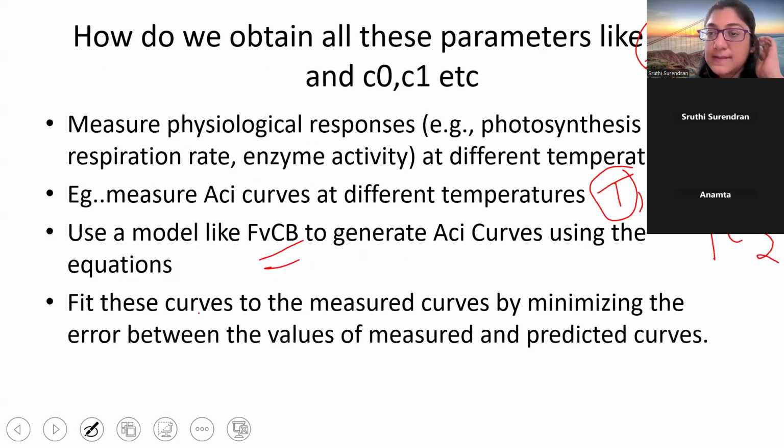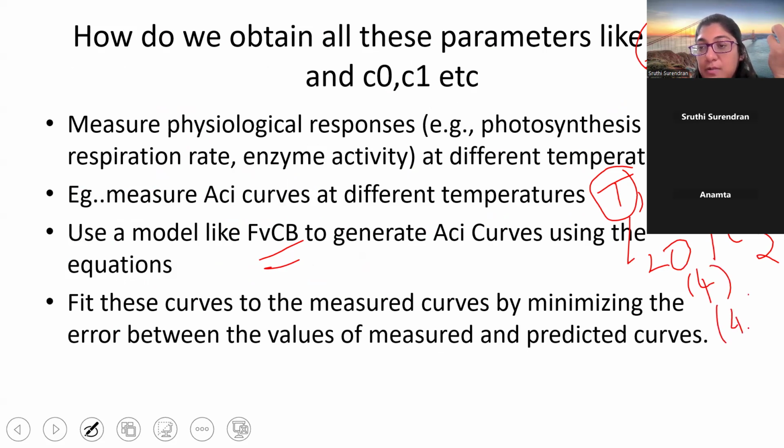In order to obtain this, one way is to generate a lot of ACI curves at different temperatures. Like you start at 20 degrees, then you measure four ACI curves at 20 degrees. Then you measure four ACI curves at 25 degrees. Then you change it to 30 degrees, then 35. Multiple curves at different temperature levels will help you obtain the C, EA and all the temperature response parameters.